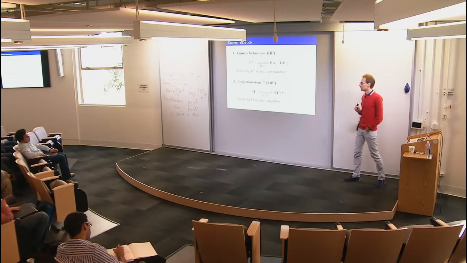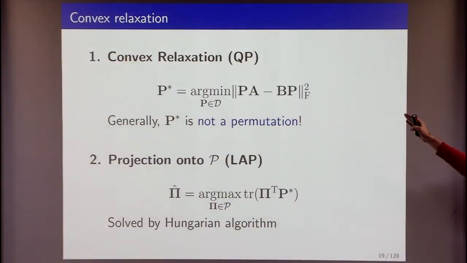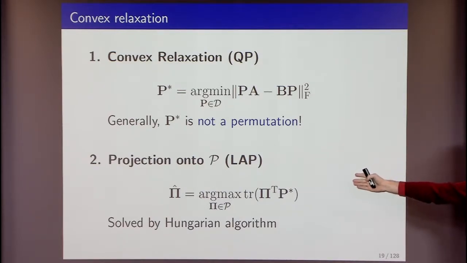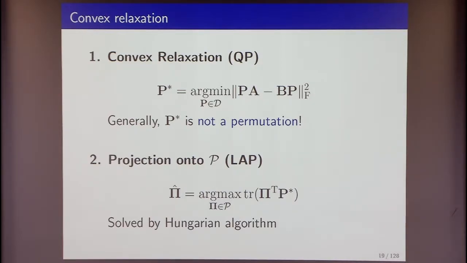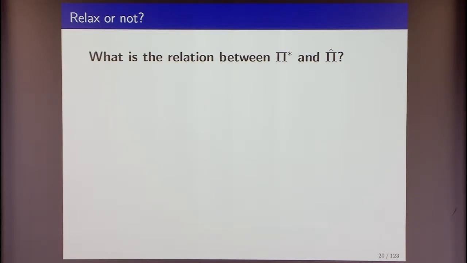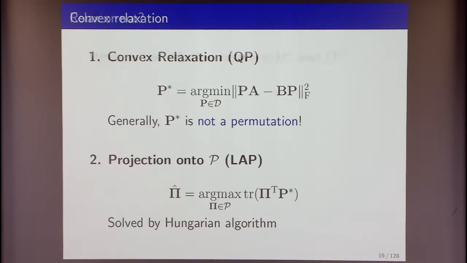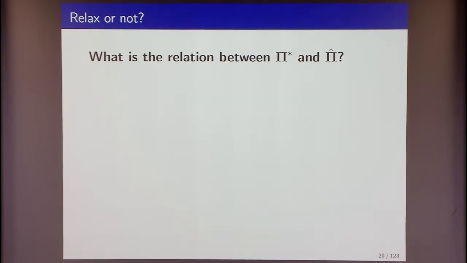Okay. So the general recipe that I'm going to follow: I will solve this convex relaxation of the problem. I will refer to this problem as graph matching, and again, apologies for the abuse of terminology, and then I will do the projection. And of course, the question I would like to ask: what is the relation between this pi hat, which is the result of the projection, and pi star, which is my isomorphism that I'm trying to find?